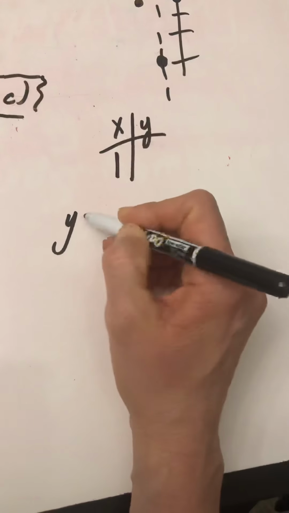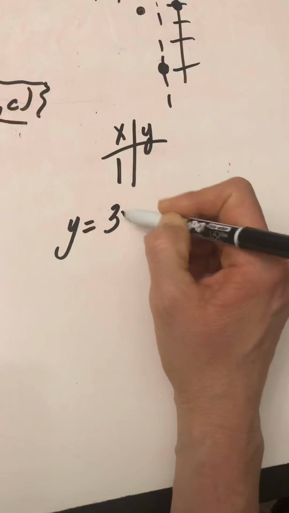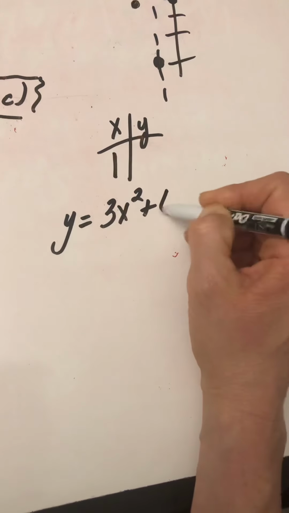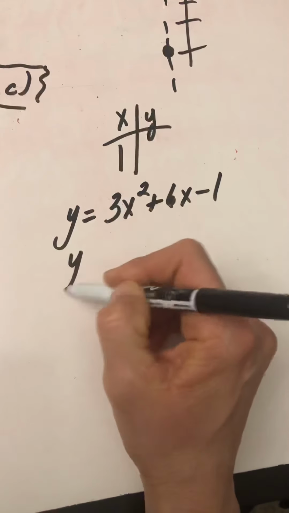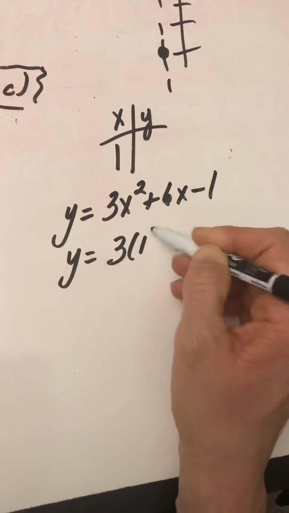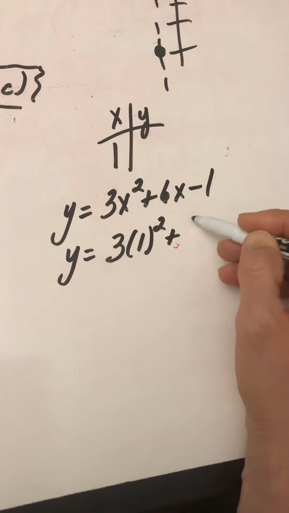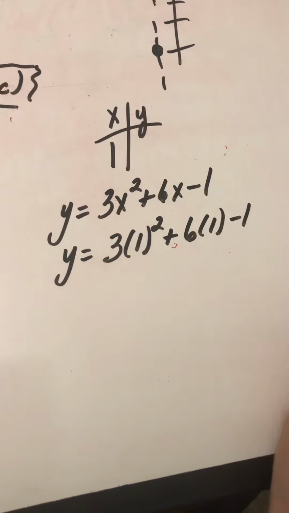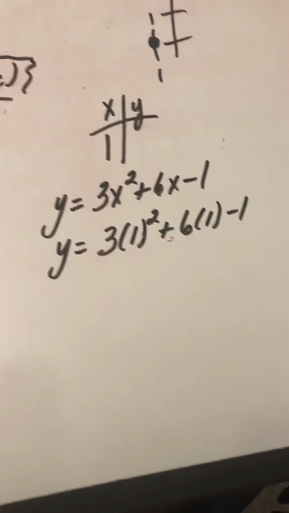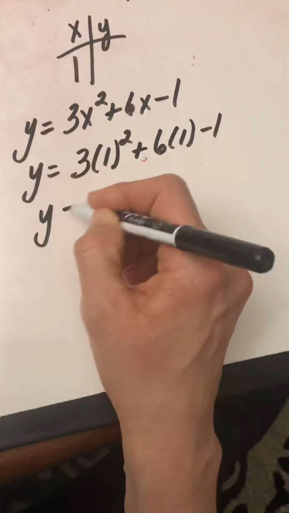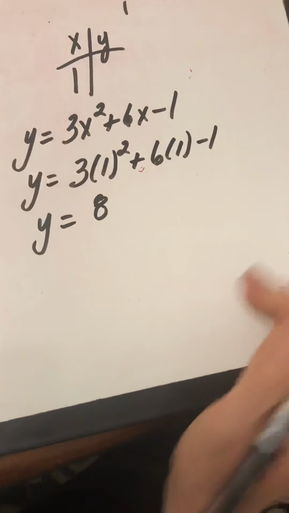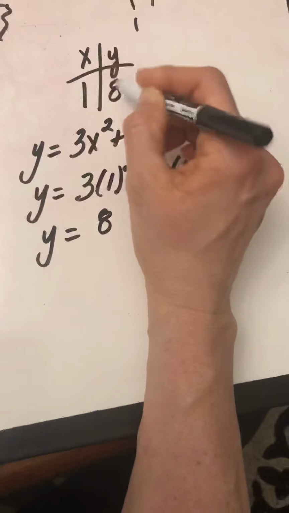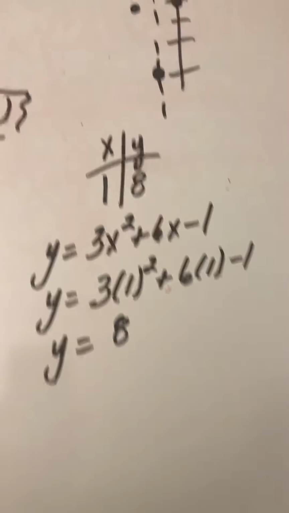And like I stated before, if you know what x is and you want to find the y that goes with it, all you have to do is plug it in. So y equals 3 times 1 squared plus 6 times 1 minus 1. So y equals 3 plus 6, which is 9, minus 1 is 8. So y equals 8. So that just gives us another point to plot. So I'm going to go ahead and plot that point.